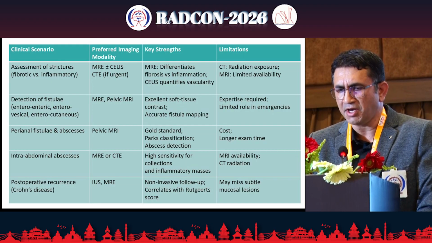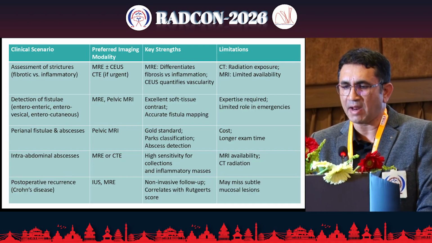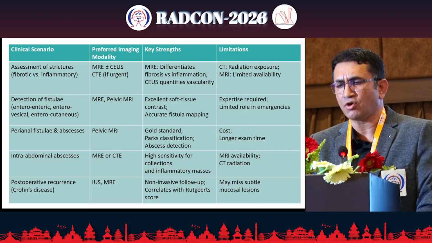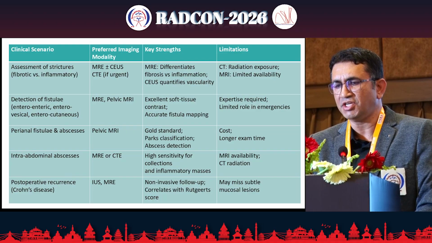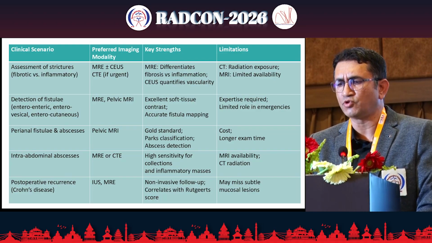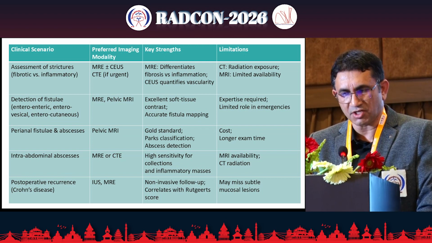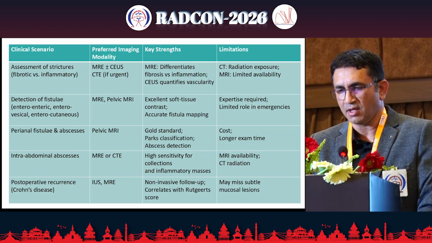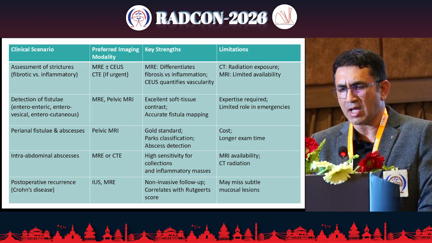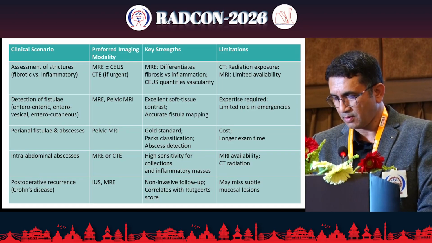Now coming to the clinical scenario, for the assessment of fibrotic versus inflammatory, we always use MRE, contrast ultrasound, and CT enterography in case of urgency. MRE helps to differentiate between fibrosis and inflammation, and contrast ultrasound helps to quantify the vascularity. Again, for the detection of fistula and abscess, it is better to perform pelvic MRI.